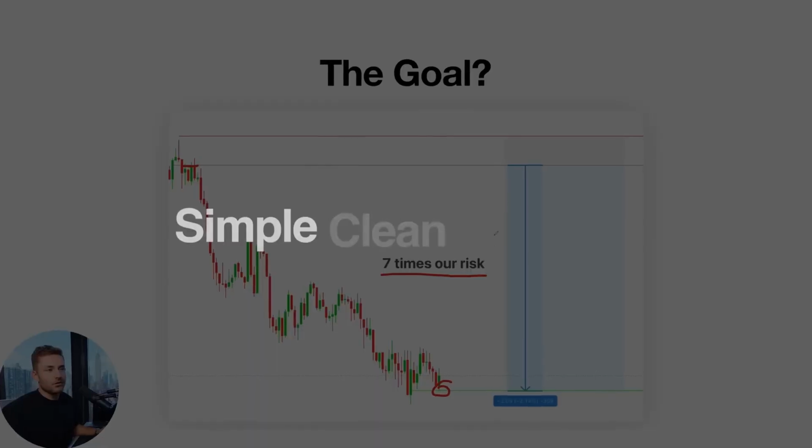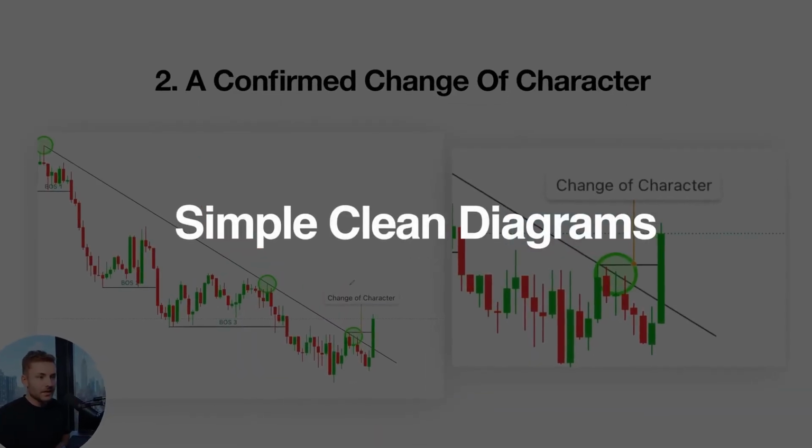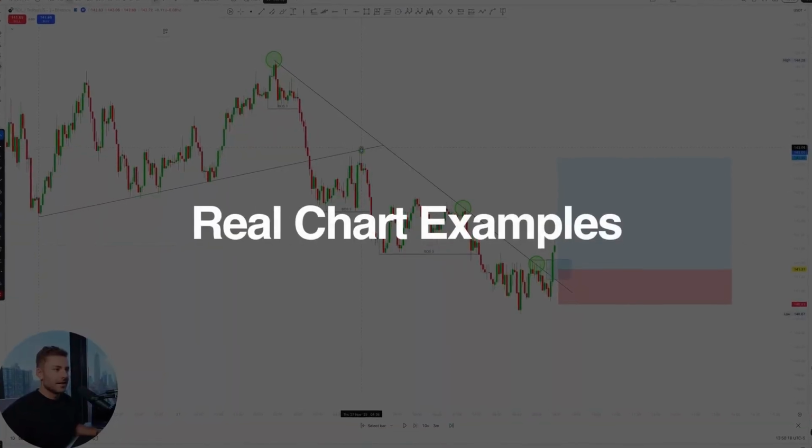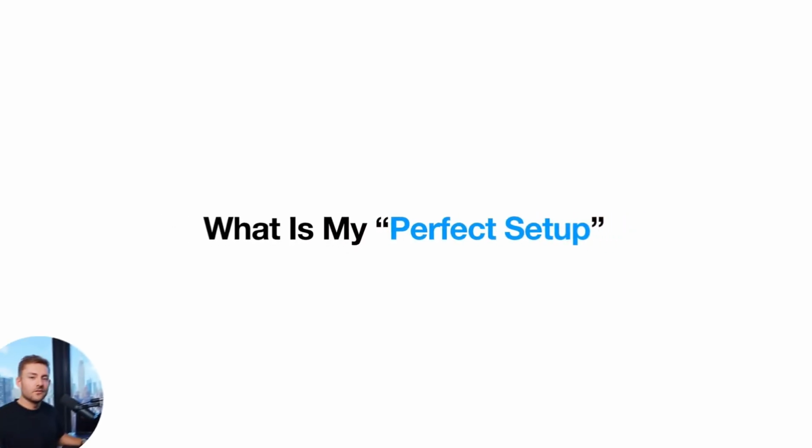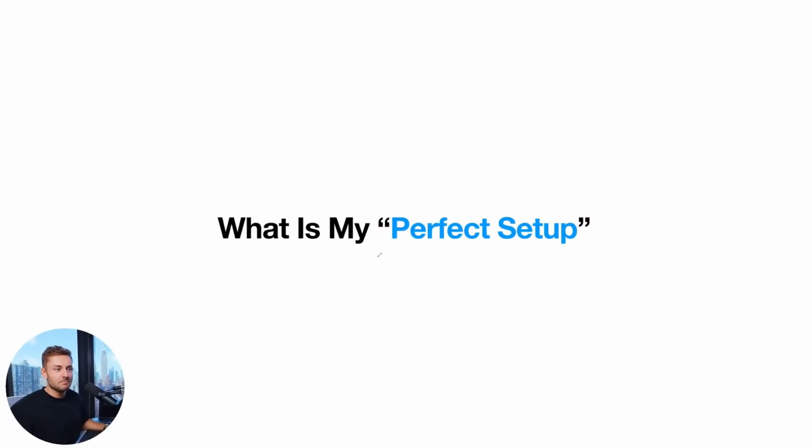So I'm going to start with simple, clean diagrams to explain the logic. Then we'll move into real chart examples and recordings of me doing this in real time, so that by the end of this video, you'll know exactly how to spot these setups when they happen and how to capitalize on them. So what we're looking for in the market is effectively a perfect setup. So what is my perfect setup?